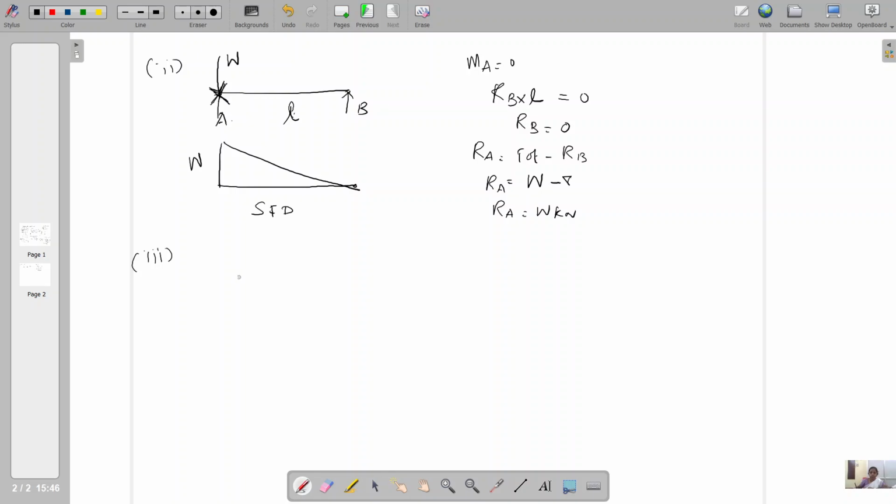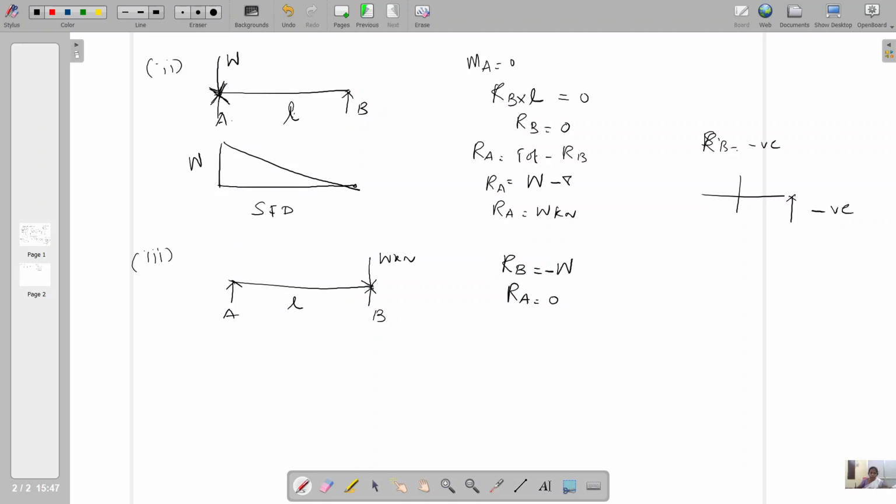Next case, you place the load directly on B, W kilonewton, and consider two support conditions with the span L. This is A and this is B. From this understanding, we can directly mention RB equal to W. In the previous case, I have stated that RB is the negative shear. Because if you consider a section, it is always upward, so it is negative. So minus W and RA equal to 0.